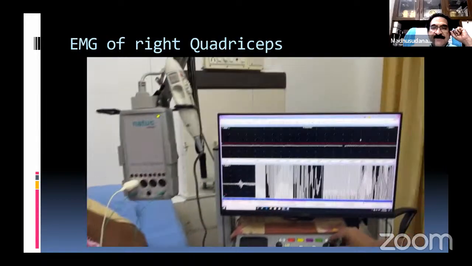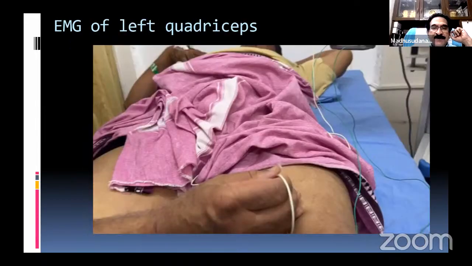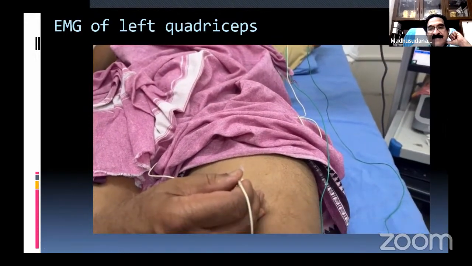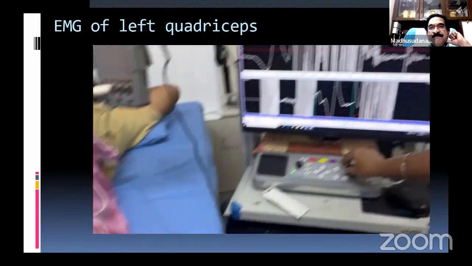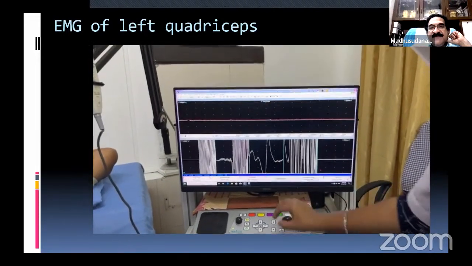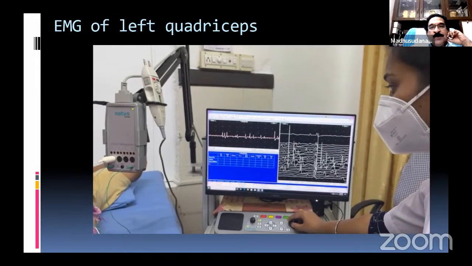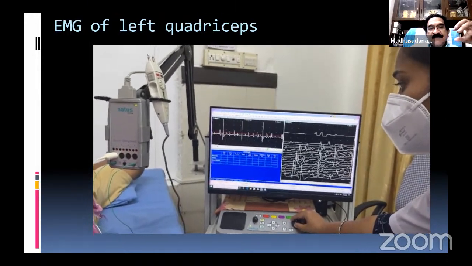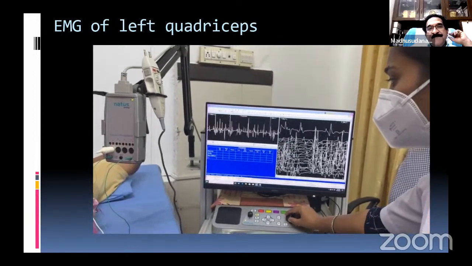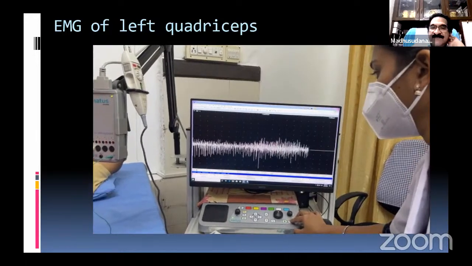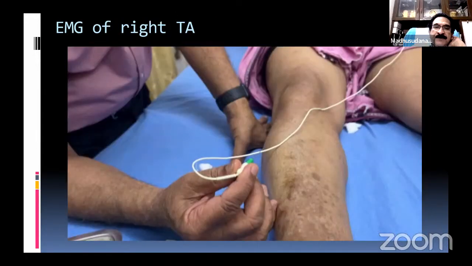Compare with the left quadriceps, because I want to know whether the left quadriceps is affected or not. There was no increased firing rate, that is normal. No spontaneous activity. It's a normal pattern, not an increased firing rate like the previous. They wanted to know whether it's denervation, whether the right tibialis anterior is also an affected muscle in this patient.